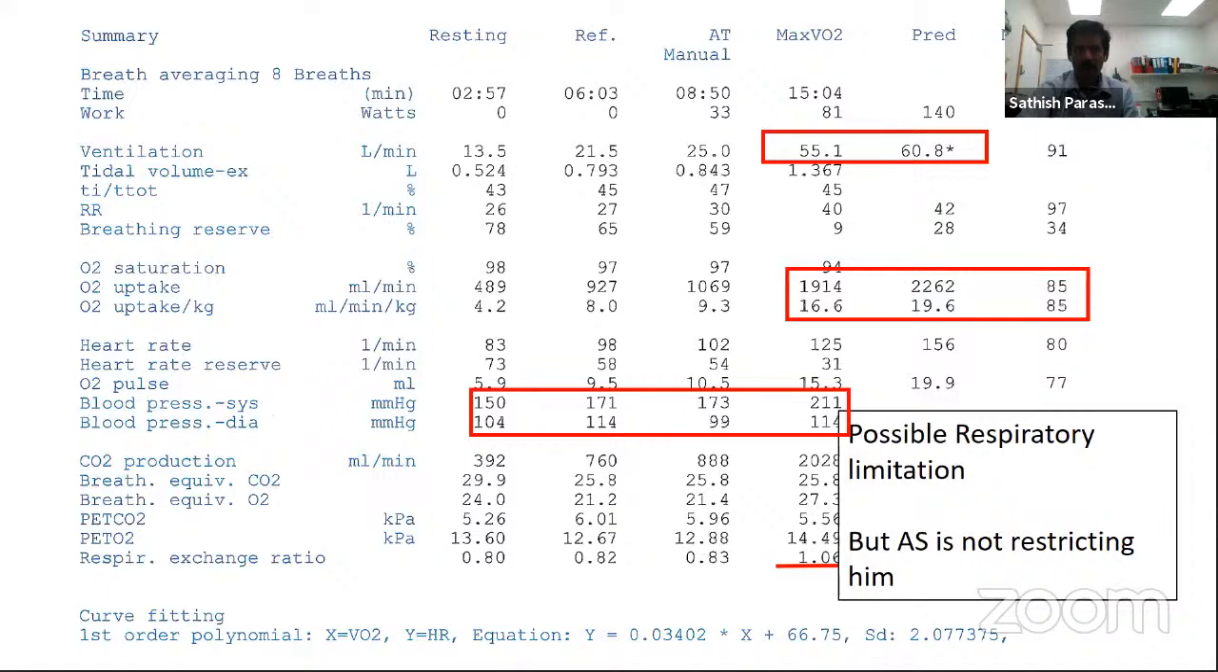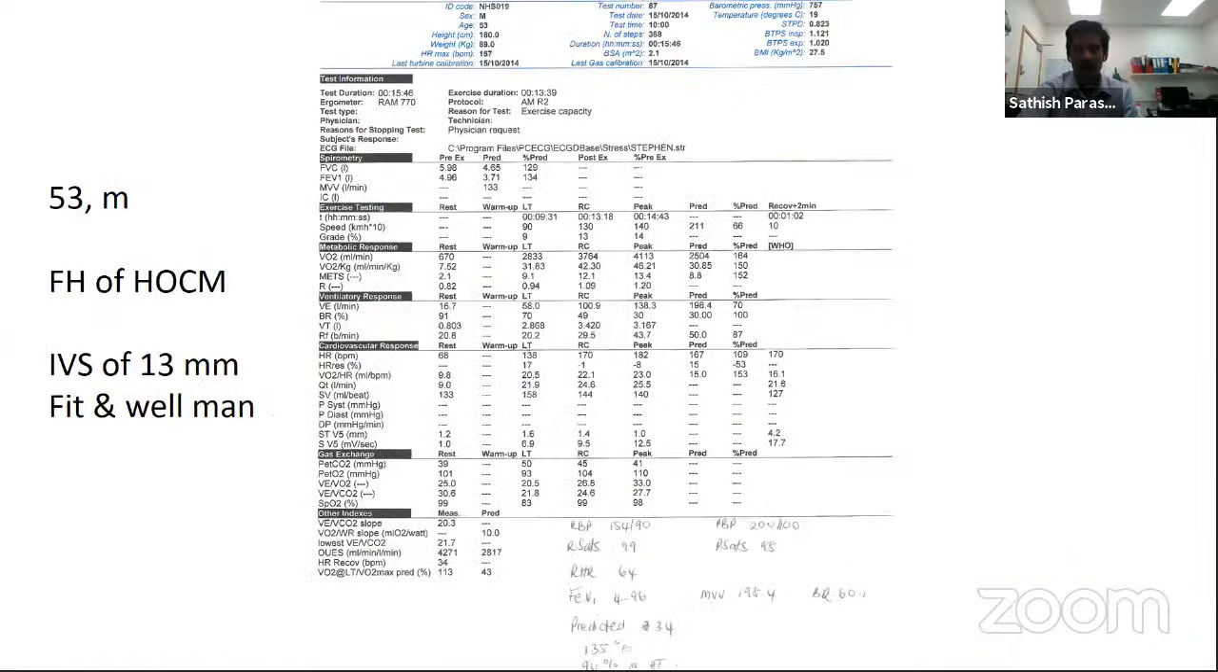The usefulness is we can repeat the test in 6 months' time and see how it goes. In 1 year's time, see how it goes. We can operate on him, replace the valve, but it is unlikely to improve his symptoms.